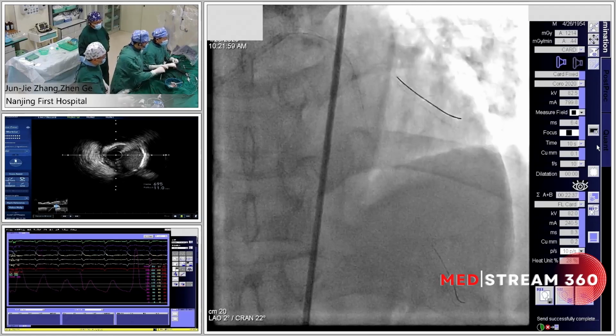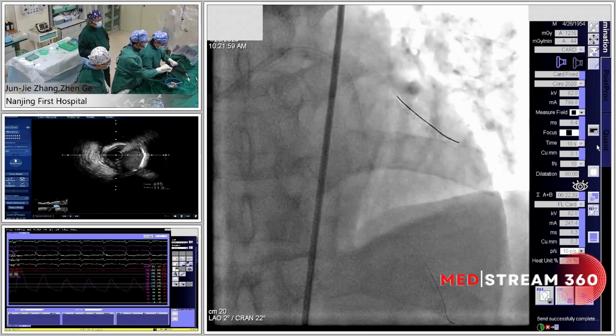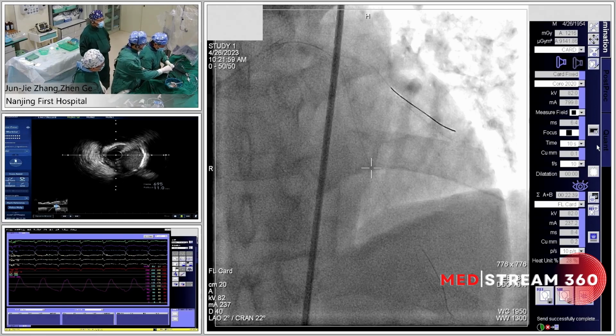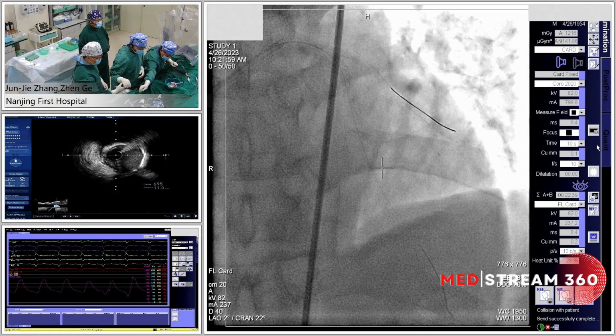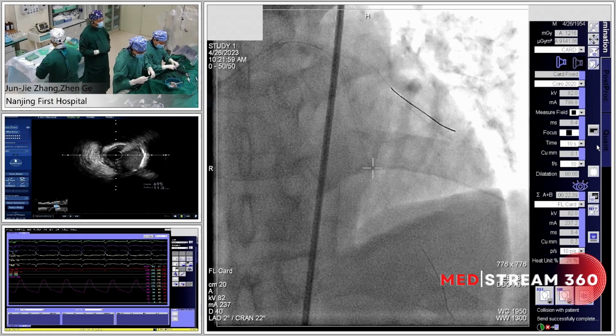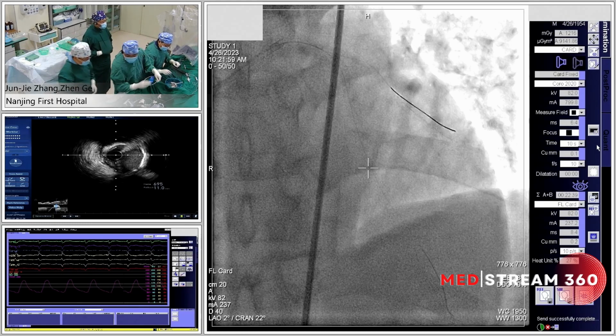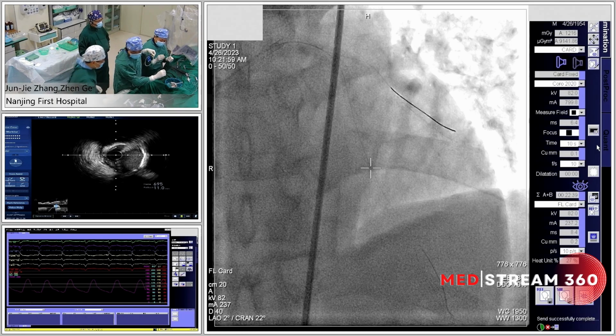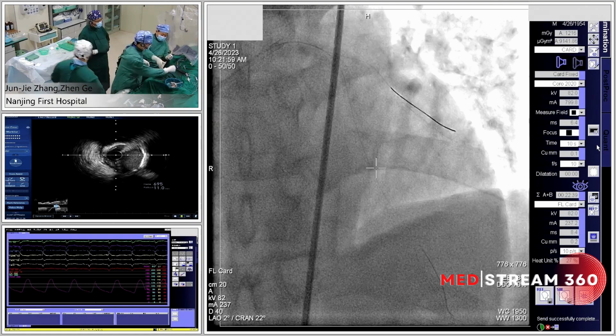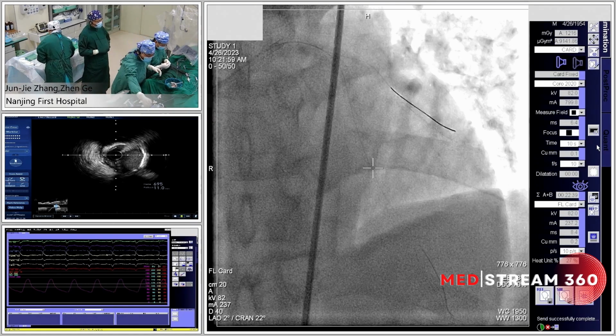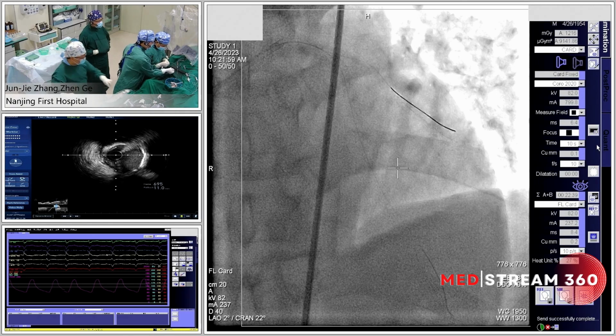And what's the next step, Dr. Ge? Is to put the stent in the second, the diagonal. So this is a DK crush for the LAD and diagonal complex bifurcation. The first step of DK crush is side branch stenting. So we choose a 2.75 by 15 drug-eluting stent for the diagonal with minimal protruding into the LAD.